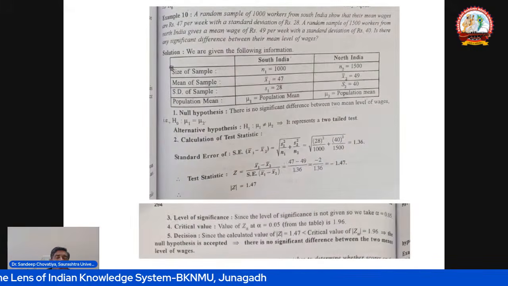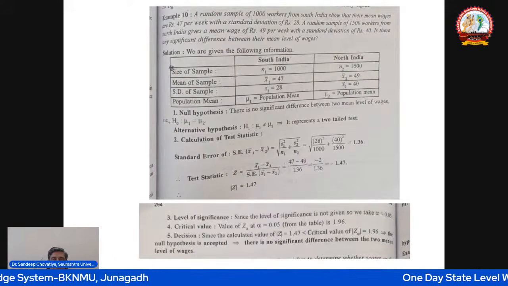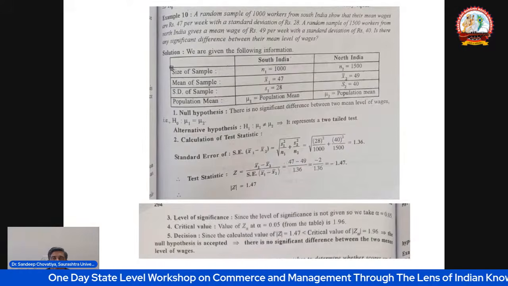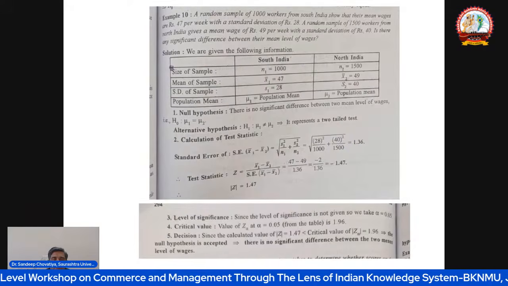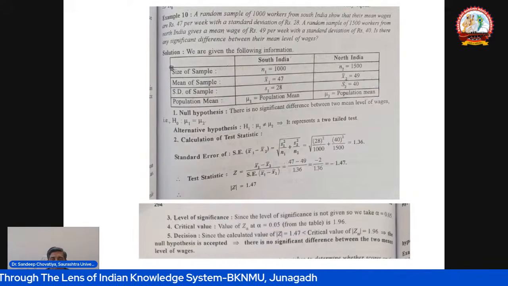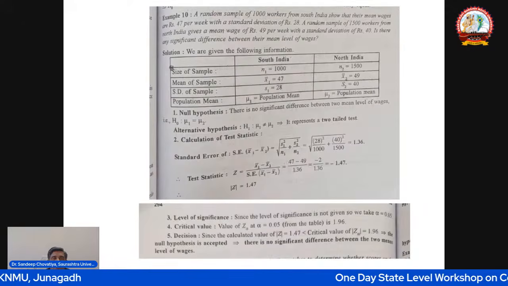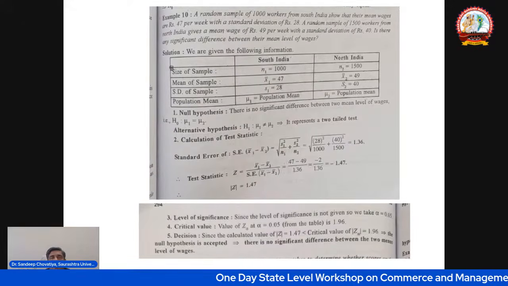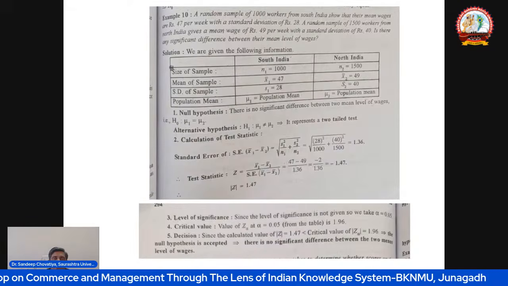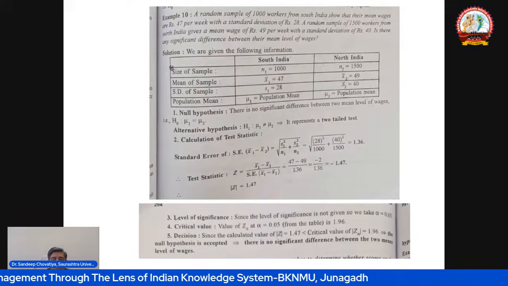Okay, another example is given: a random sample of 1,000 workers from South India has been collected and their mean wage, what we pay per day or per week, is ₹47 per week with a standard deviation of 28. A random sample of 1,500 workers from North India gave a mean wage of ₹49 per week with a standard deviation of 40. Is there any significant difference between their mean levels of wages or not?